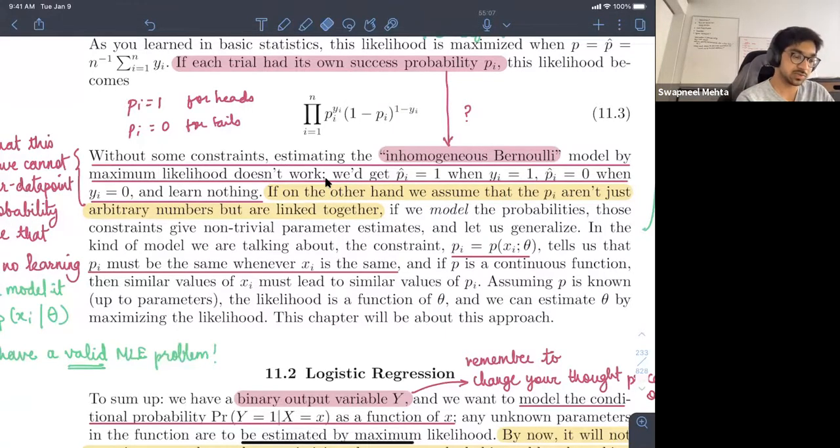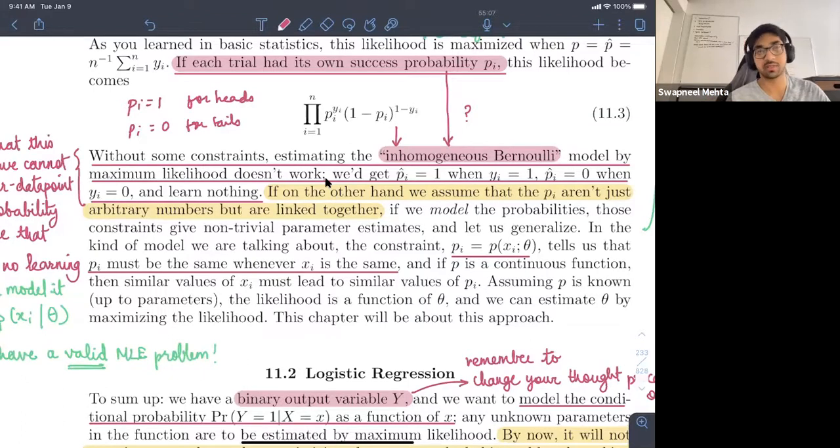At least that's what I think this means. If I'm wrong, then please correct me. And this is because we're modeling it as an inhomogeneous Bernoulli, which means each trial has its own success probability pi. So there is no global model for the probability. There is just each data point, and you're maximizing the likelihood of each data point.